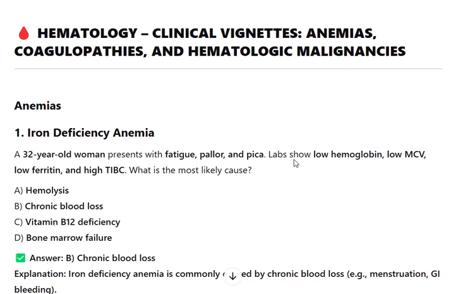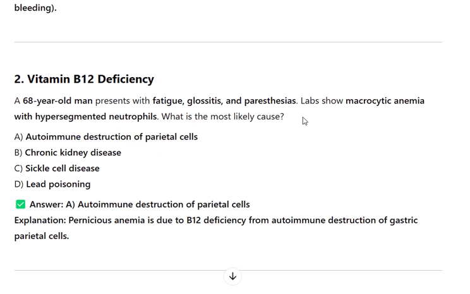2. Vitamin B12 deficiency. A 68-year-old man presents with fatigue, glossitis, and paresthesias. Labs show macrocytic anemia with hypersegmented neutrophils. What is the most likely cause? A. Autoimmune destruction of parietal cells. B. Chronic kidney disease. C. Sickle cell disease. D. Lead poisoning. Answer A. Autoimmune destruction of parietal cells. Explanation: pernicious anemia is due to B12 deficiency from autoimmune destruction of gastric parietal cells.